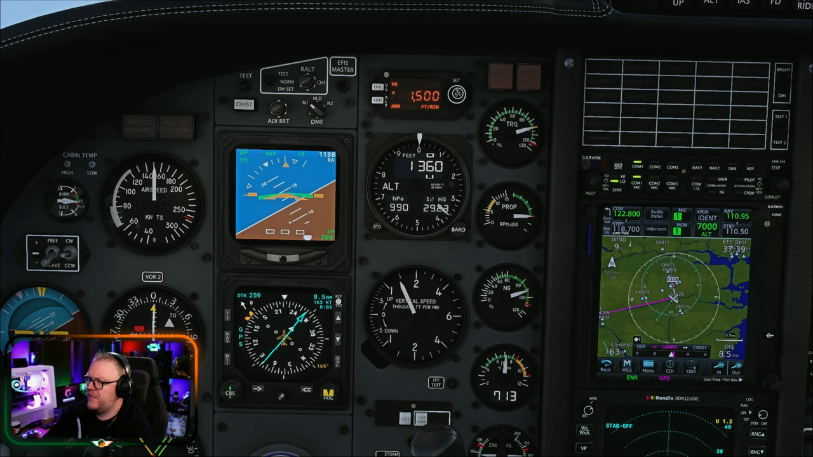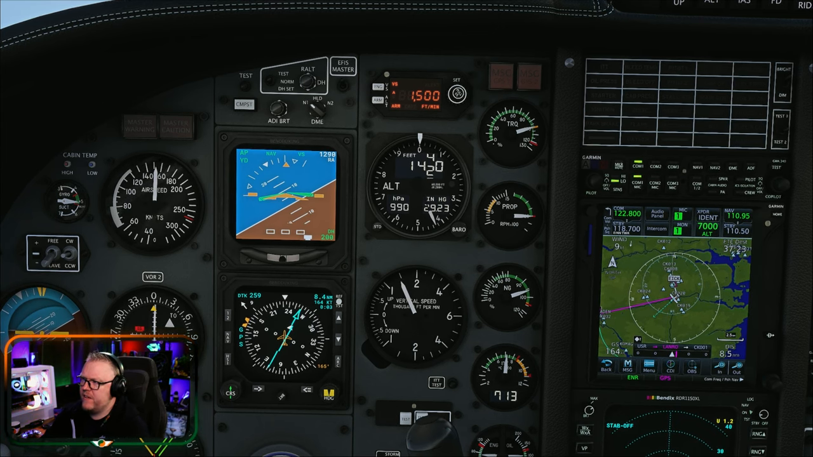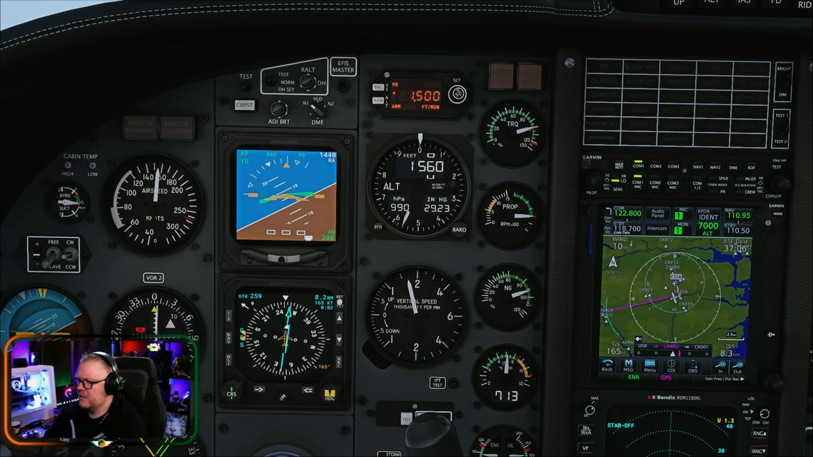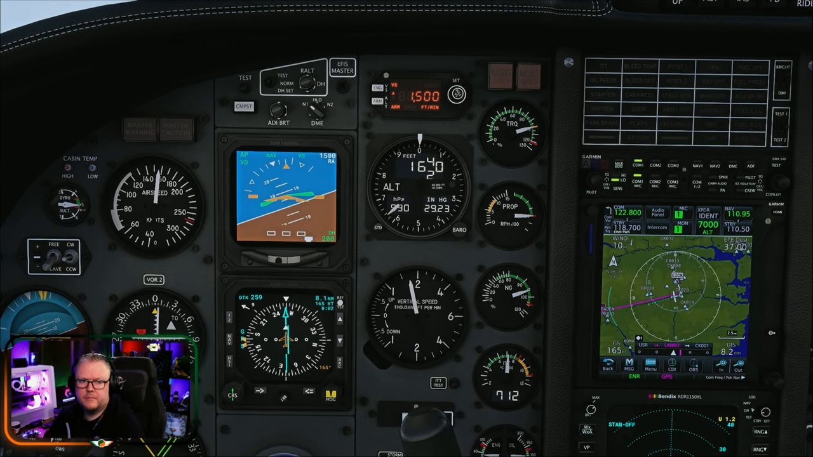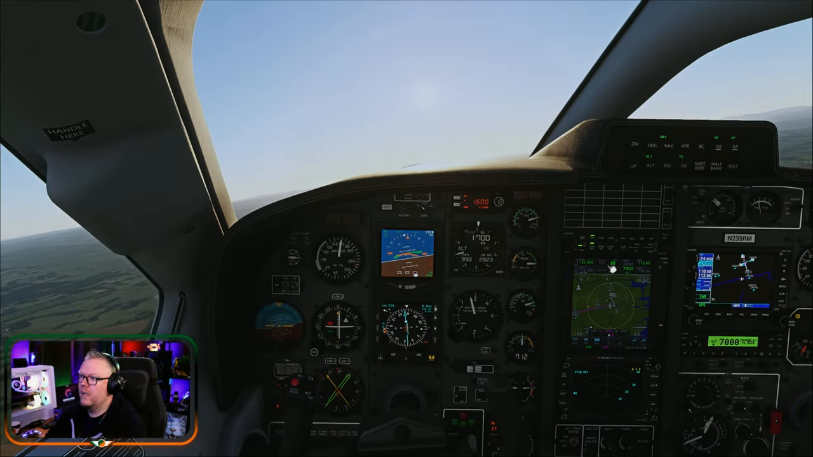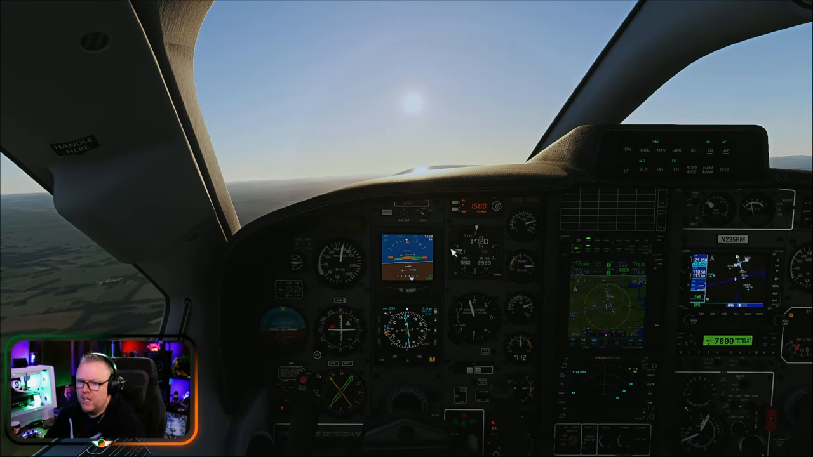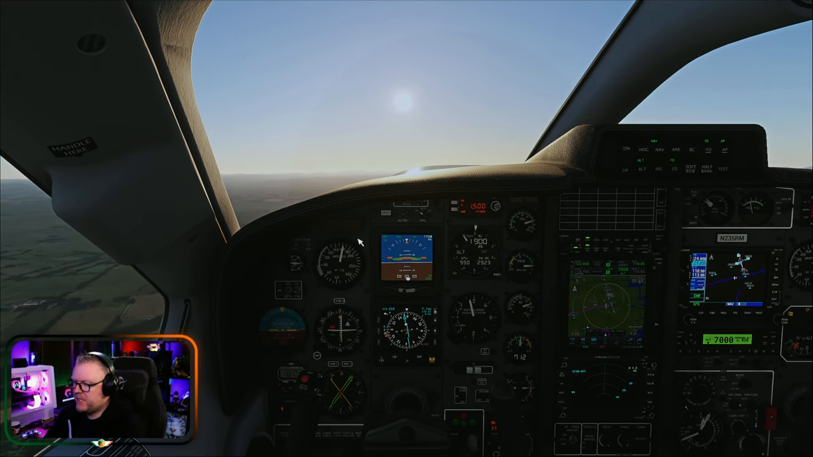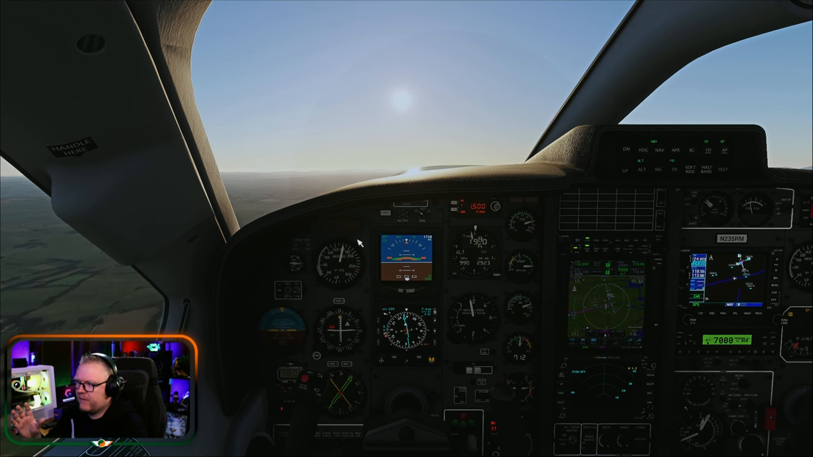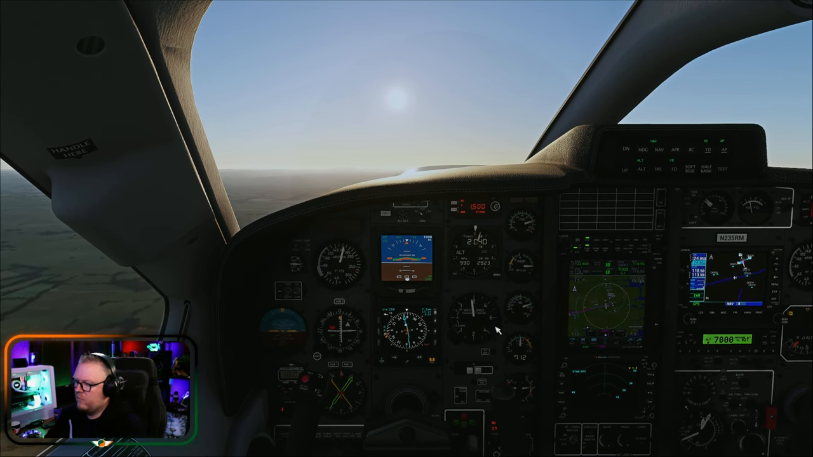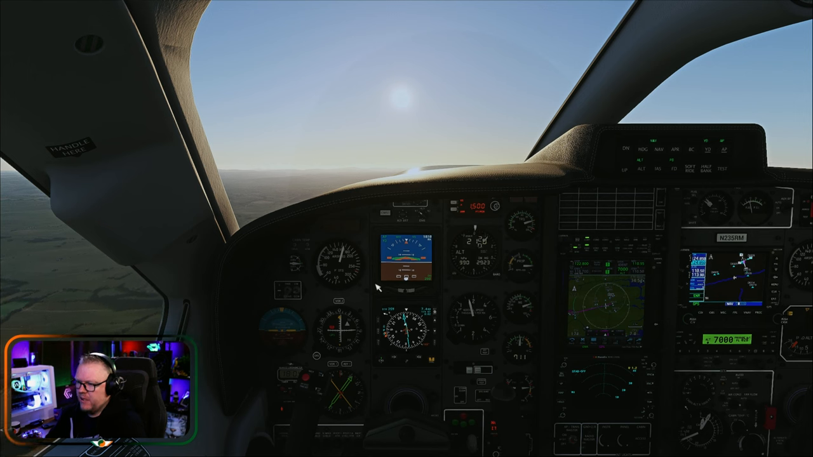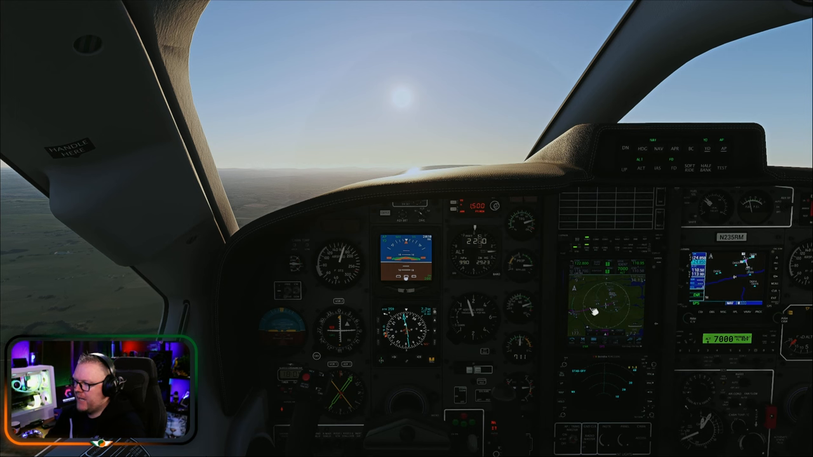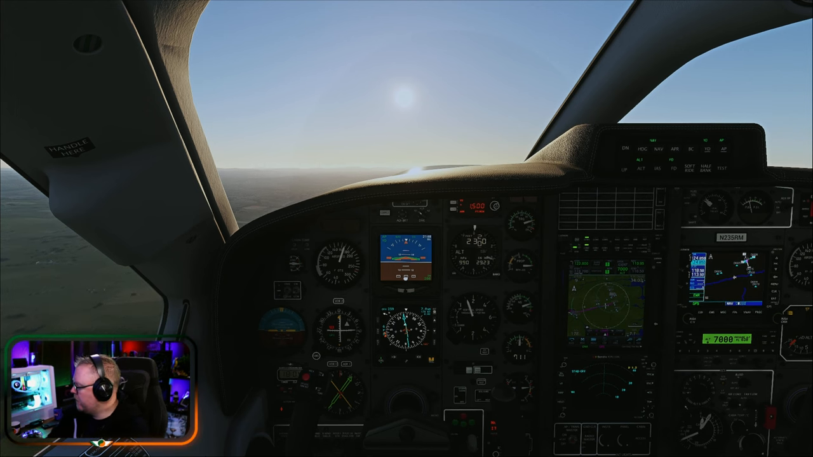Cork traffic, Firefly 235, passing altitude 1,500 feet for 6,000 feet on the Curragh 1 Quebec departure, Cork traffic. Again, we're talking to the other traffic in the vicinity. So I'm now happily flying along my SID, my instrument departure. I've spoken to traffic around the area. I'm climbing. My aircraft is somewhat stable. I know what's happening. Flaps are in, gear is in, and the aircraft is set to autopilot.